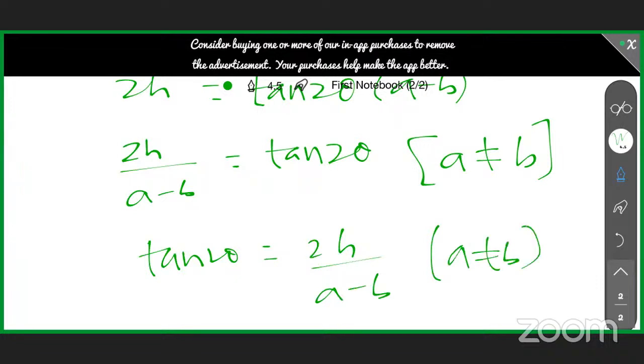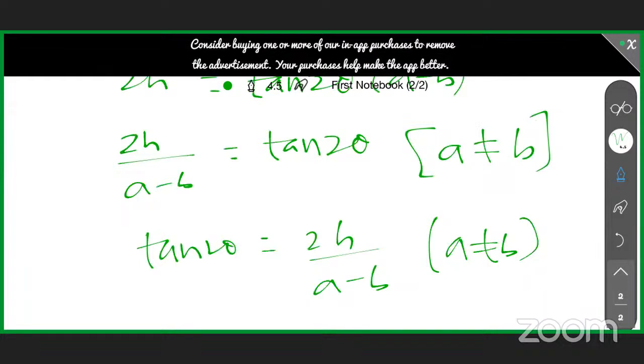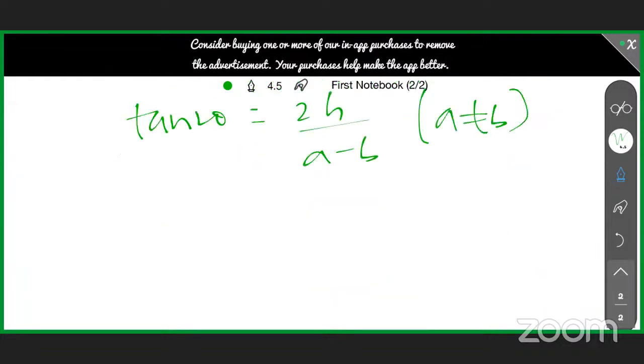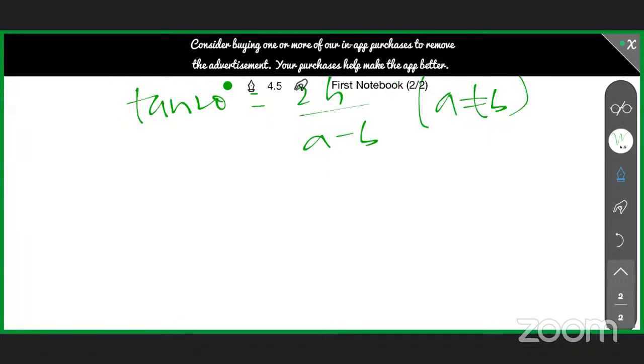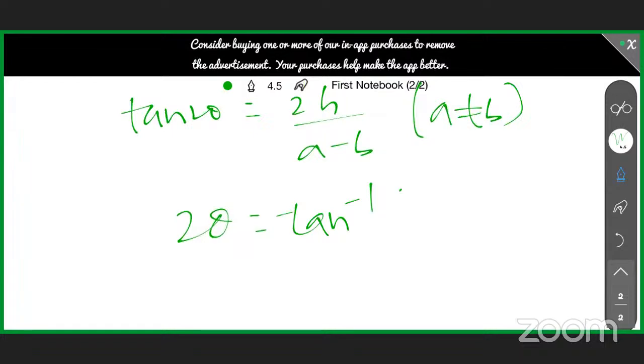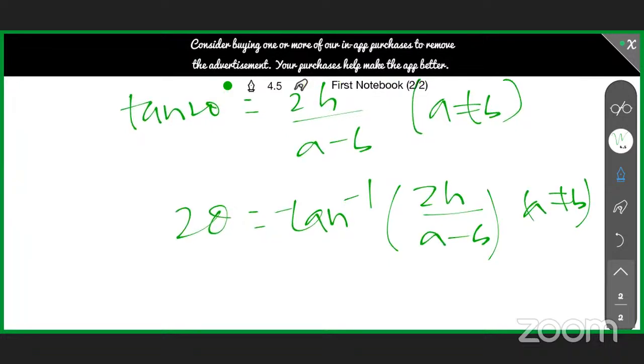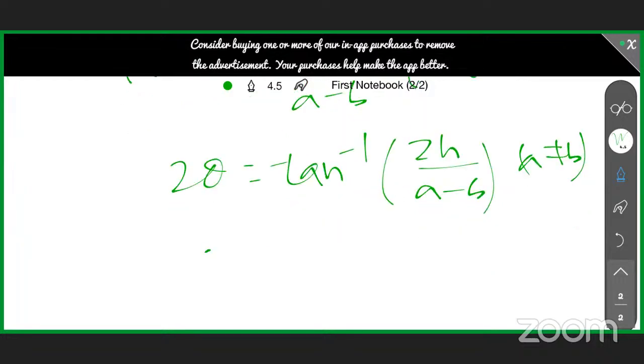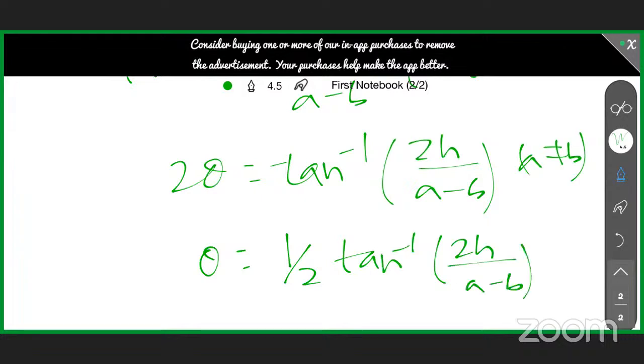I want only the theta. I'll take this 2 theta here. If I send tan this way, what happens? It will become tan inverse of 2h by A minus B, where A is not equal to B. So I want only theta, the angle of rotation. Theta is equal to, if I send 2 this side, 1 by 2 tan inverse of 2h by A minus B. So this is the theorem.